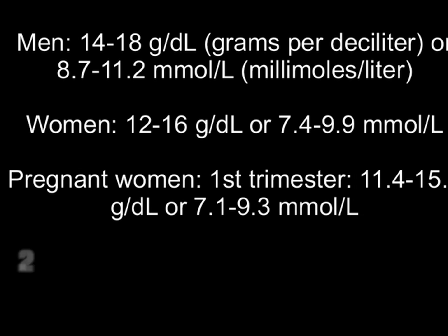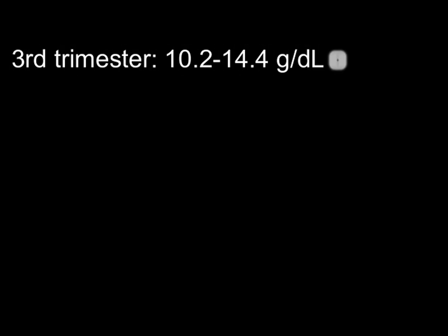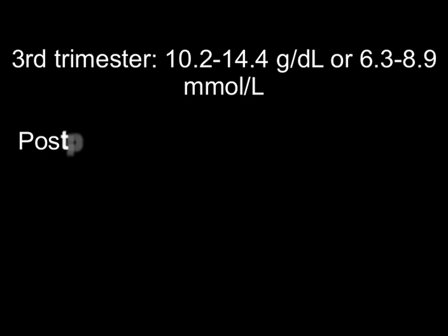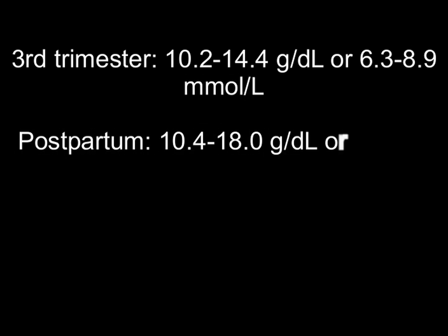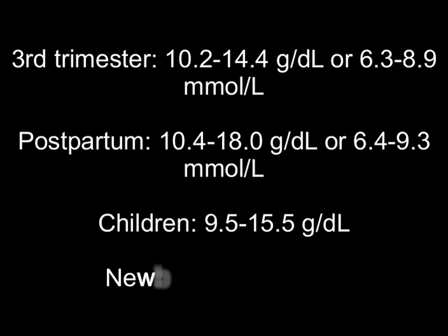Pregnant women, first trimester, 11.4 to 15.0 grams/dl or 7.1 to 9.3 millimoles/L. Second trimester, 10.0 to 14.3 grams/dl or 6.2 to 8.9 millimoles/L. Third trimester, 10.2 to 14.4 grams/dl or 6.3 to 8.9 millimoles/L. Postpartum, 10.4 to 18.0 grams/dl or 6.4 to 9.3 millimoles/L. Children, 9.5 to 15.5 grams/dl. Newborn, 14 to 24 grams/dl.